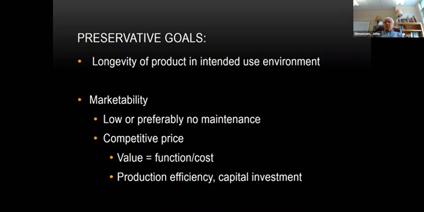So a lower cost gives you a higher value, but higher functionality also gives you a higher value. If you have something that has better function, like it looks better, it's got a better color, smoother surface, or whatever it might happen to be, that can also allow for a higher cost in the marketplace because you have higher value. Other issues, of course, are production efficiency and capital investment. These are things that contribute to the costs. You want those to be as low as possible. However, these days, it requires more of a capital investment than it used to because of environmental considerations.